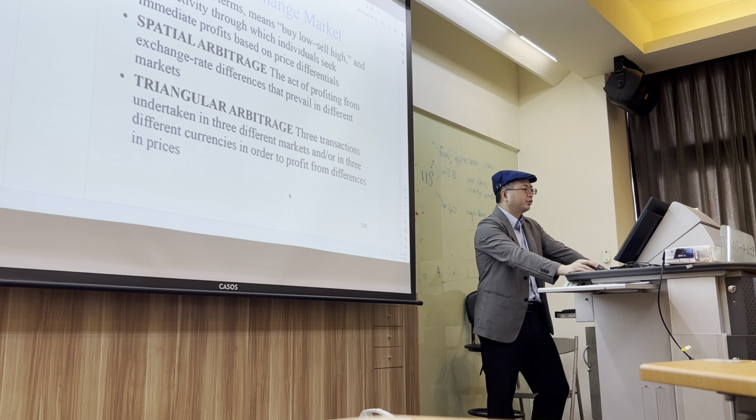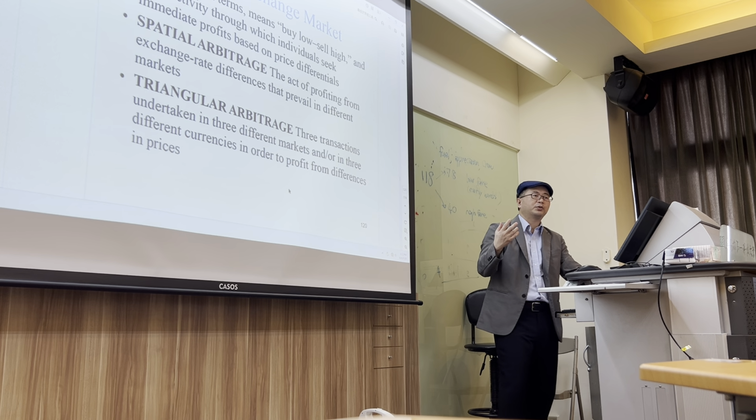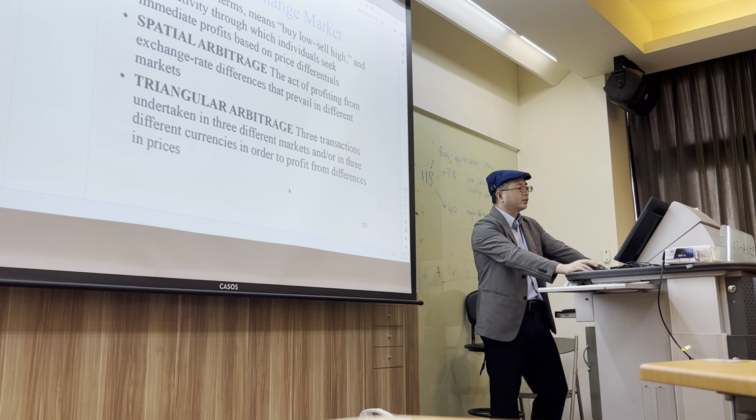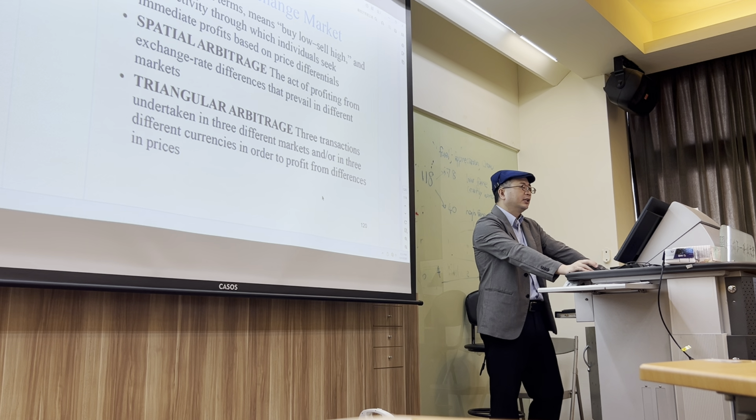Now, when it comes to this kind of investment strategy, we normally have two. One is called spatial arbitrage. This means that we act to profit from the exchange rate differences that prevail in different markets. And the second is triangular arbitrage. This means that three transactions are undertaken in three different markets and or in three different currencies in order to profit from the differences in prices.